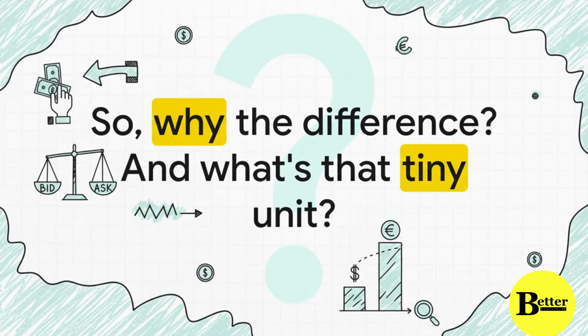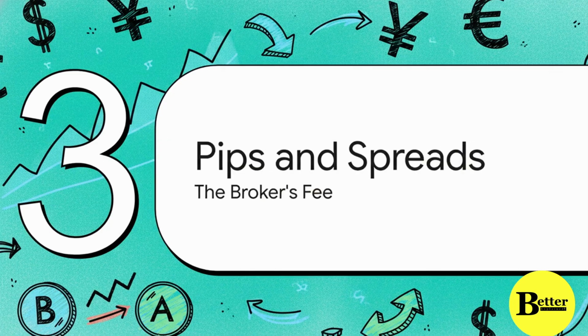All right, so this brings up a couple of big questions, right? First, why is there a difference in the first place? And second, what's going on with these tiny numbers that go out 4 decimal places? And this, my friends, leads us right to the heart of how this whole business works. We are about to pull the curtain back on that small difference between those two prices.